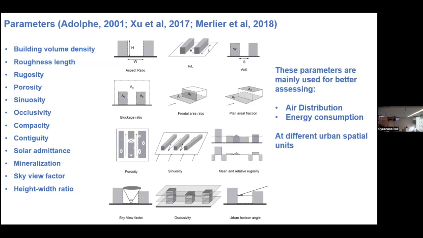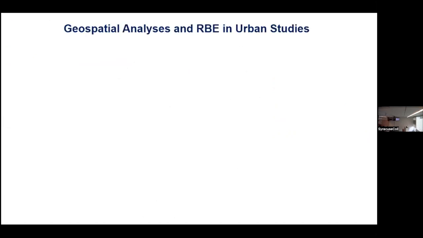Okay, and in reality, most of these parameters have been used to study, I think the building physics have used many of these parameters. They use this to study air distribution, energy consumption, et cetera. I don't mean they are not used in other areas, to be clear here. And next, based on what I talked about, urban built environment, I really want to give you three typical examples to show how in the past geospatial analysis has been used to study urban built environment.